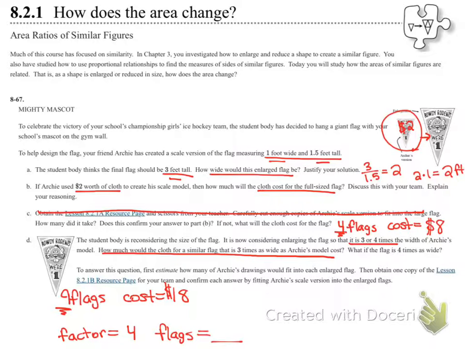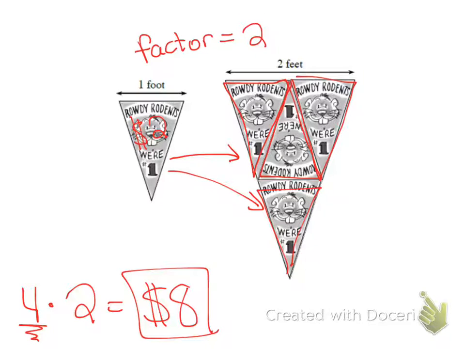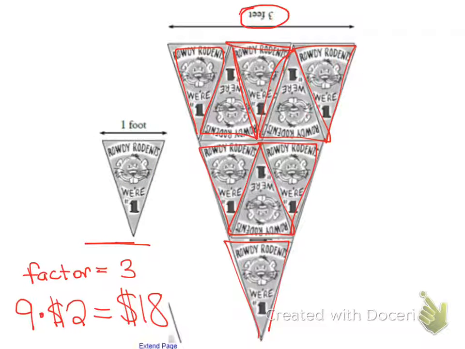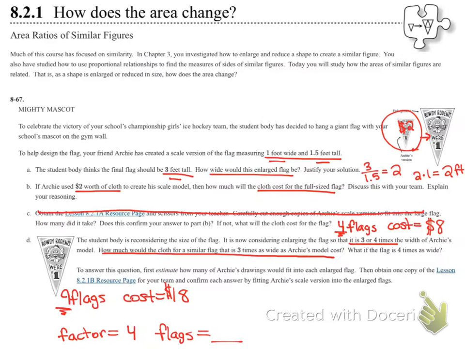So again, just to reiterate, when the factor was 2, 4 flags fit. When the factor was 3, 9 flags fit. So when the factor is 4, then 4 squared flags would fit, or 16. If you notice, the ratio of the areas is going to be whatever the factor is squared. If the factor was 4, 16 flags fit. If the factor was 5, 25 flags fit. So if I wanted to calculate the cost of a model that's 4 times as big, I would do 16 times the cost of one of those flags, which is $2. So that would be $32.